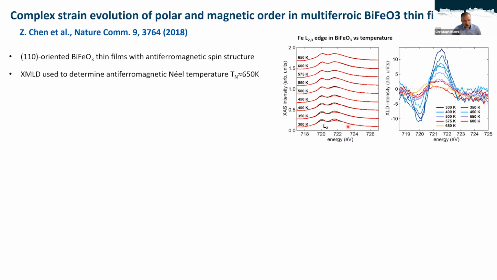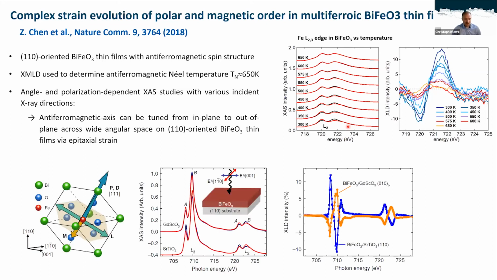Furthermore, we also investigated different strain states of this bismuth ferrite on different substrates via angle and polarization dependent X-ray absorption studies. We found that the antiferromagnetic axis can be tuned from in plane to out of plane via the epitaxial strain.